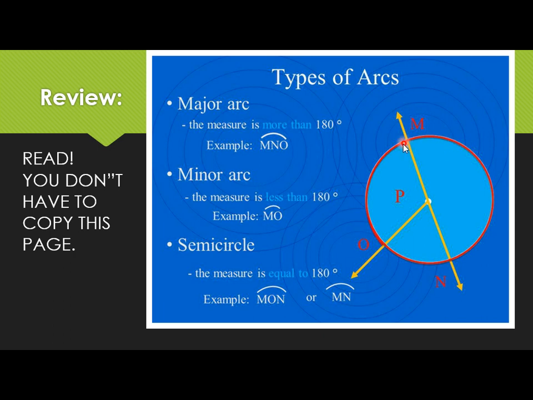So I'm highlighting right here. This is a major arc, bigger than 180, and I use 3 letters to name it. Okay, minor arc like MO or MN. Okay, and you look at how you label it. And then a semicircle is equal to 180. You can use 2 letters or 3 letters. It doesn't matter if I say M-O-N or if I just say M-N. I'm still naming a semicircle.